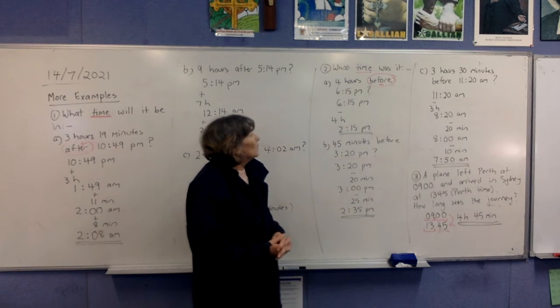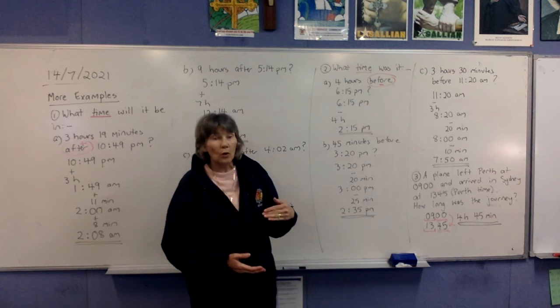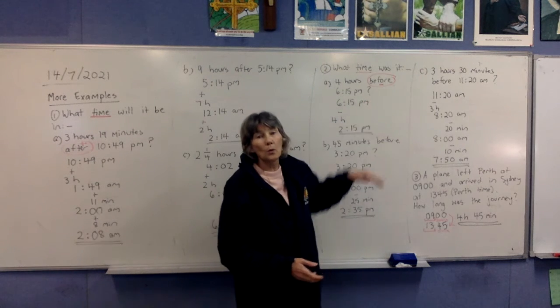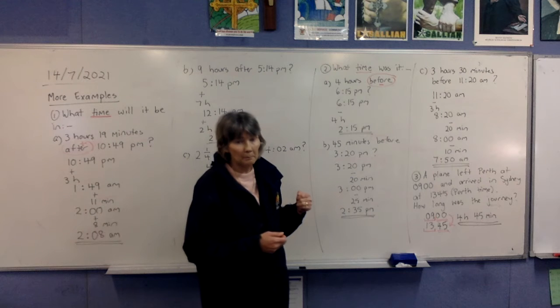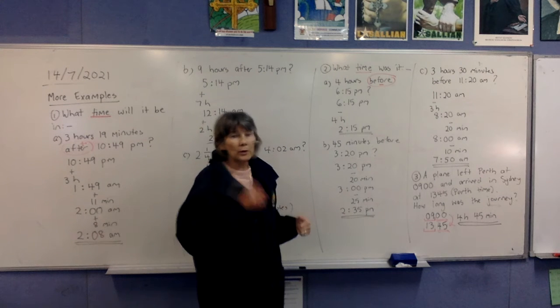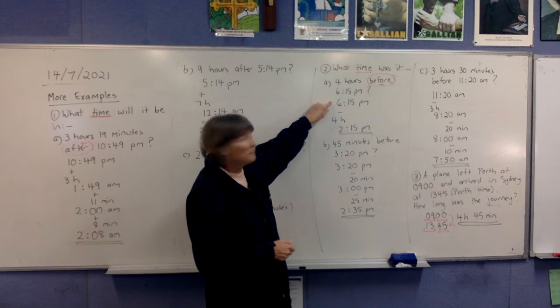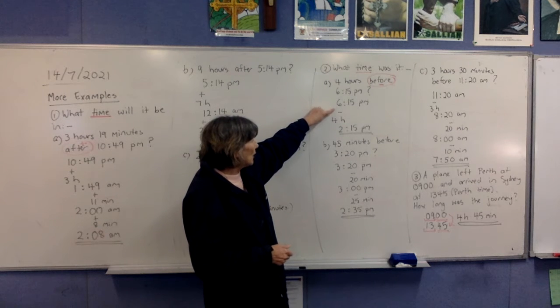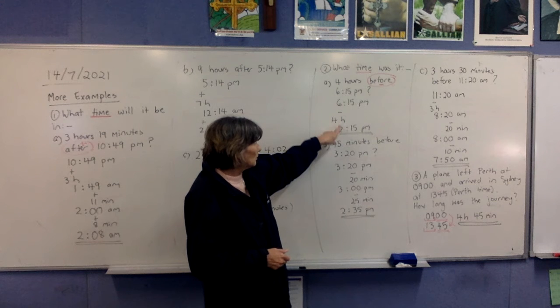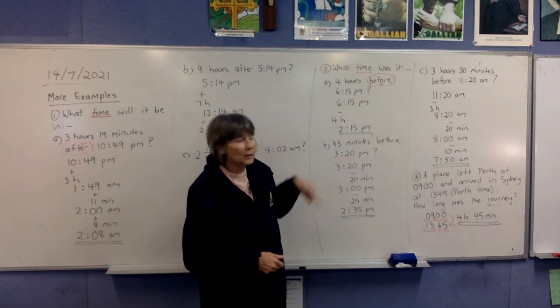Alright, now if we're looking at times before, so if you see the word before, we are subtracting time. Alright, we want to know what was the time before, you've got to take time off. So we're going to start at 6:15 p.m. We're going to take 4 hours off the hours section, and that'll give us 2:15 p.m.